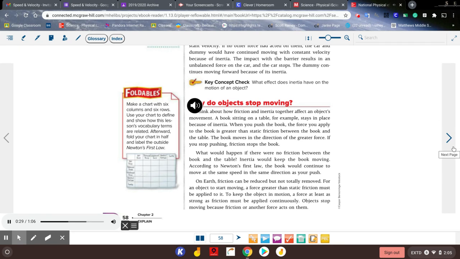What would happen if there were no friction between the book and the table? Inertia would keep the book moving. According to Newton's first law, the book would continue to move at the same speed in the same direction as your push. On Earth, friction can be reduced, but not totally removed. For an object to start moving, a force greater than static friction must be applied to it. To keep the object in motion, a force at least as strong as friction must be applied continuously. Objects stop moving because friction or another force acts on them.